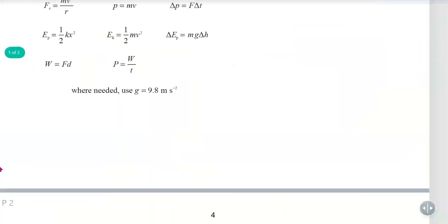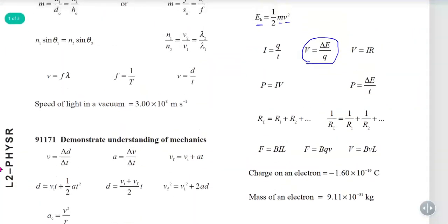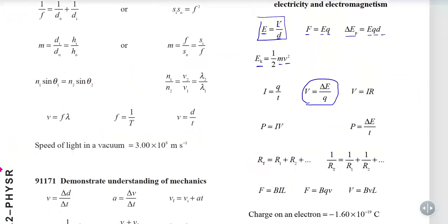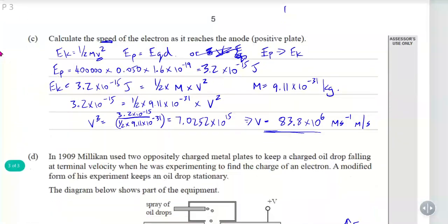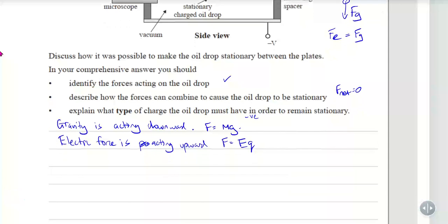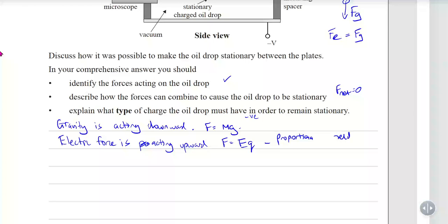So we go back and we always have a look. Always worth double checking what you're doing. There it is, F equals EQ. Takes no time to go and check. Loses your marks if you get it wrong. So F equals EQ, so proportional to the field strength and the charge.